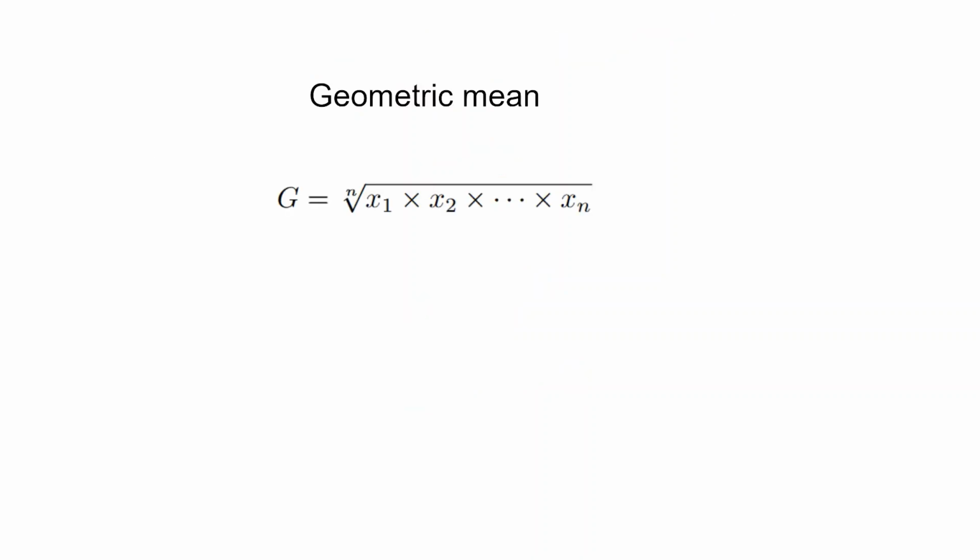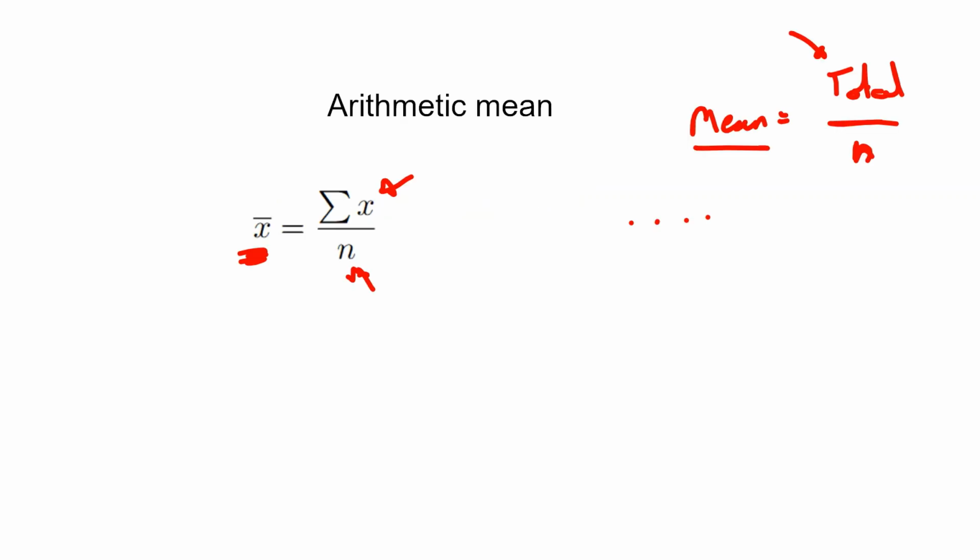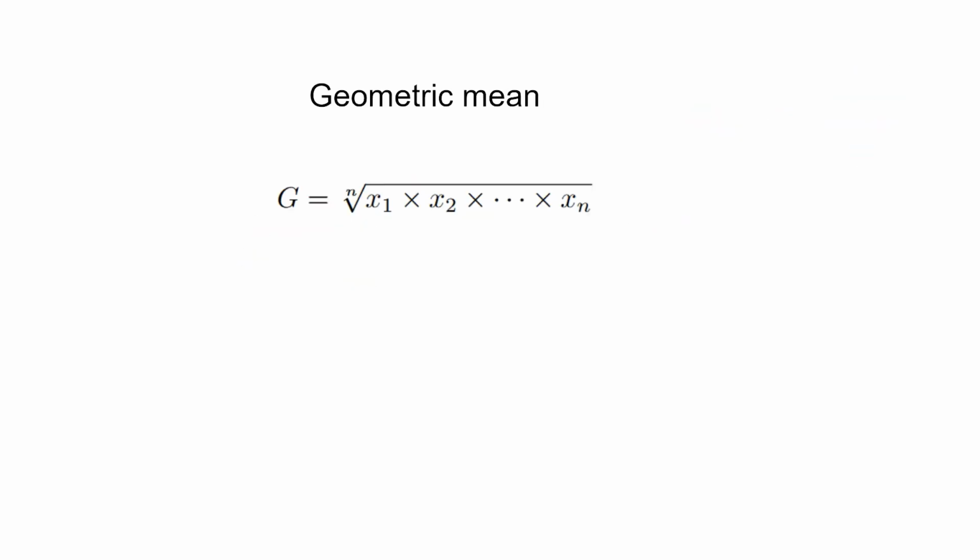Another type of mean is what's called a geometric mean, where instead of adding up our values like we did in the arithmetic, we are multiplying them and then we are doing the root. So this root, we do the nth root. So if there is 10 bits of data, we're taking the 10th root.